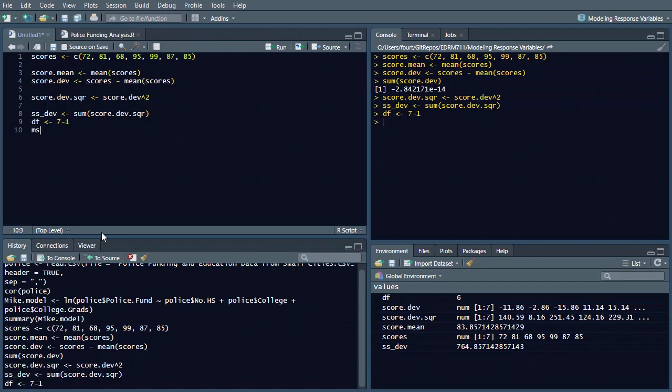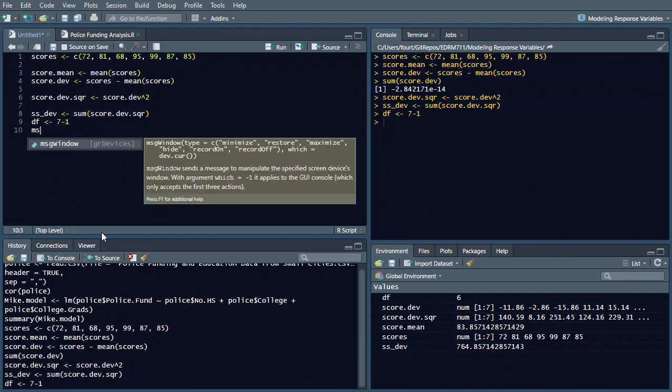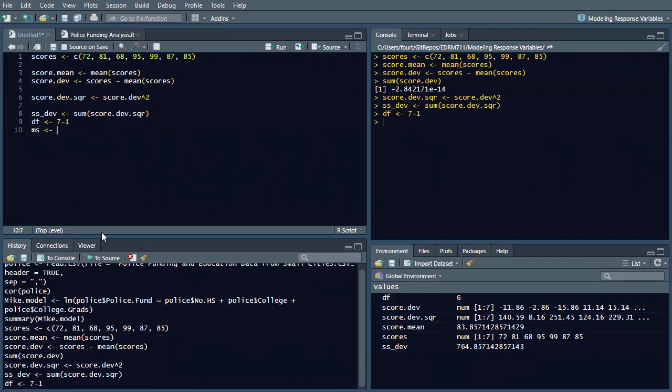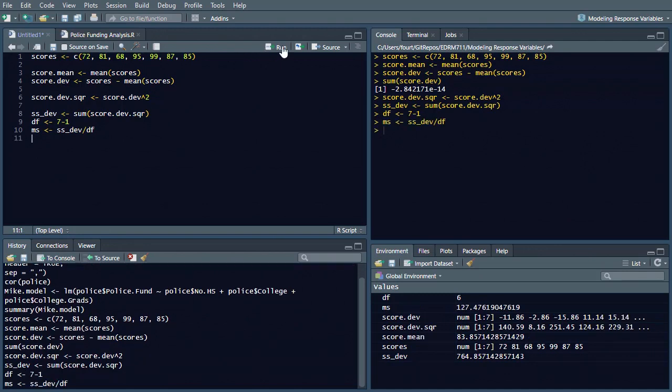So I'm just going to call this mean square. I don't even have to say of the deviations. Mean square is simply the sum of the squared deviations divided by the degrees of freedom. That's what a mean square is. And the mean square is 127.48. Statisticians sometimes refer to a mean square as variance.